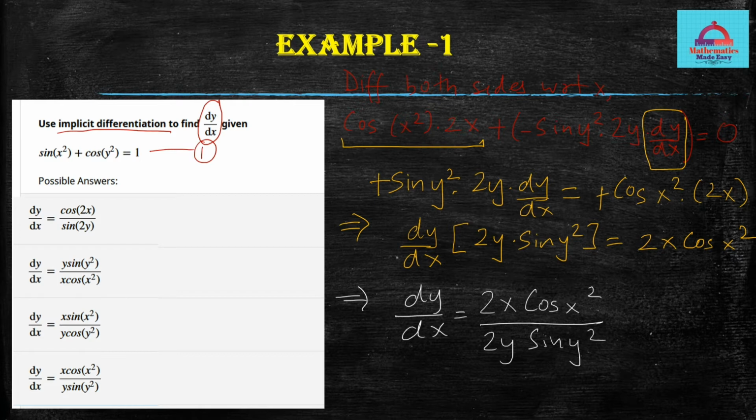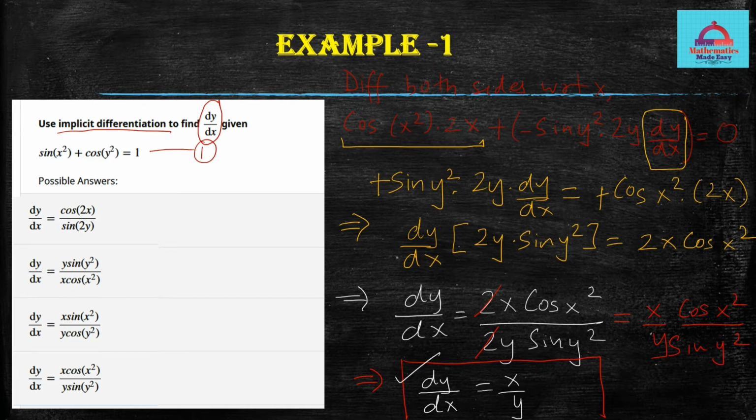And definitely we can cancel out the common factor, which is 2 here, to reach x by y cos x square divided by sine y square. So that gives us the final solution. Let's put it down here in this red box. So dy by dx is equal to x over y times cos x square over sine y square. This is the final answer. And now I want you to match the correct option with this final answer.